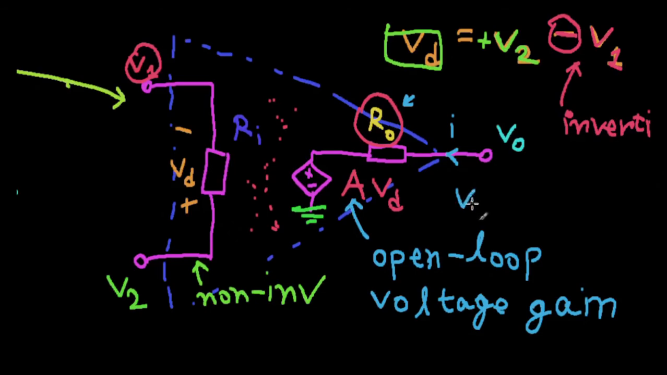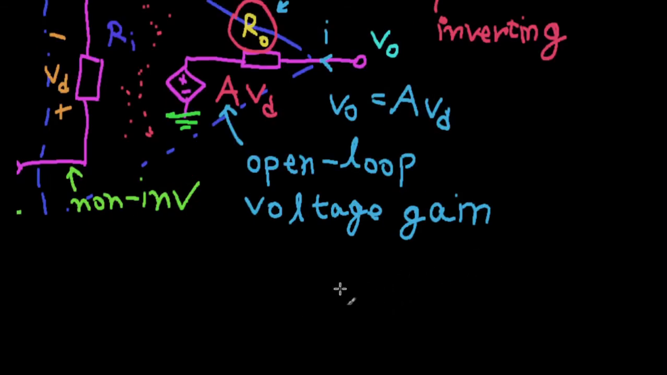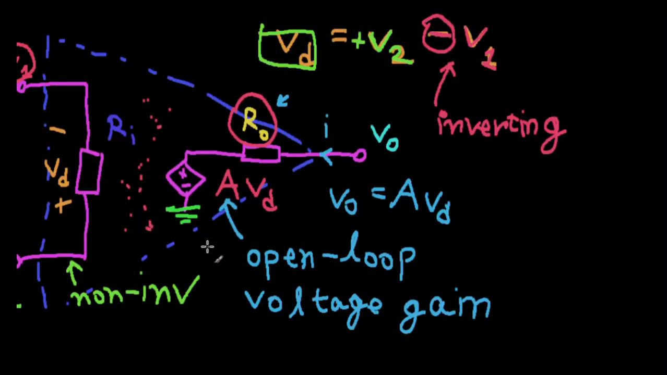Here your V sub 0 is actually equal to the potential difference of this VCVS, your voltage dependent voltage source. So your output voltage is going to be equal to A times VD, the value of the voltage dependent voltage source. So that should at least convince you somewhat as to why this is the open loop voltage gain.